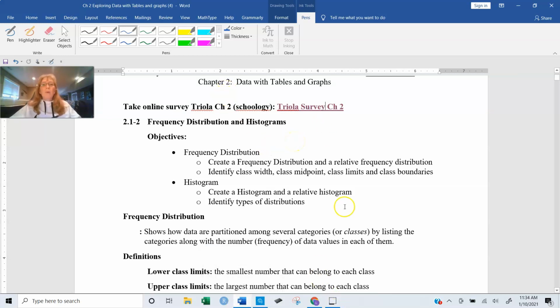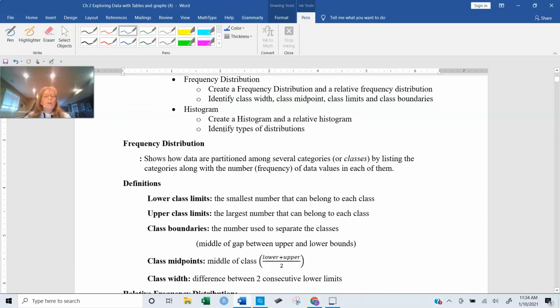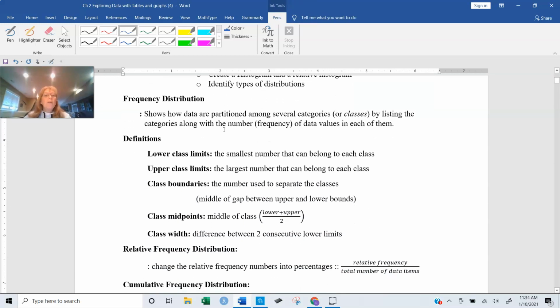Now we're going to talk about what we're doing today. Today we're going to be using a frequency distribution, and we're going to create that in this. So this is a lot of graphs today: a histogram and relative histograms and identifying different distributions from those. A frequency distribution just shows how data are partitioned among several categories.